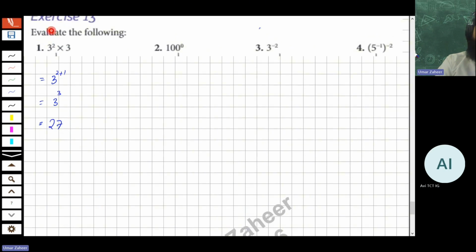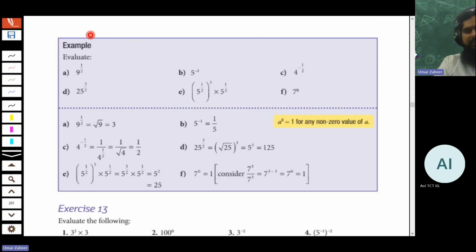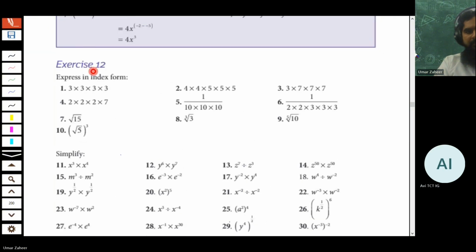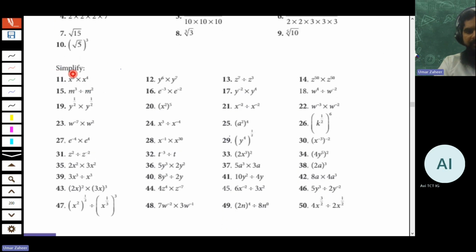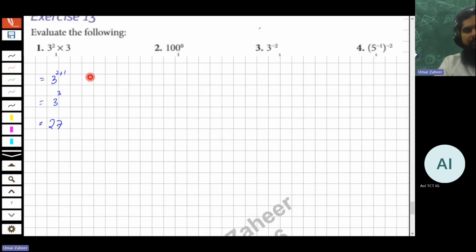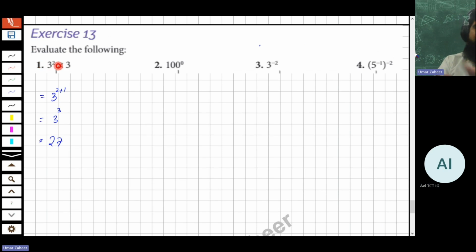Because here we are going to evaluate. We did not have to write our answer in the indices form or anything else. Right? We have to express in the index form there. Here we have to simplify them. Now we are evaluating. In evaluate, basically you are getting the exact value.